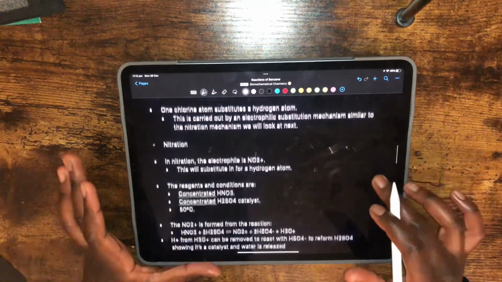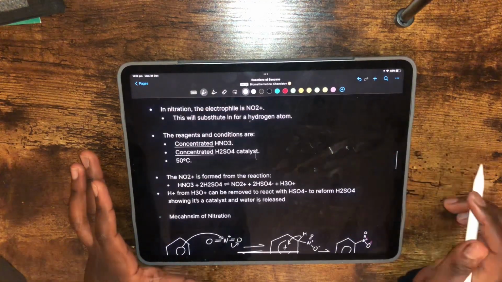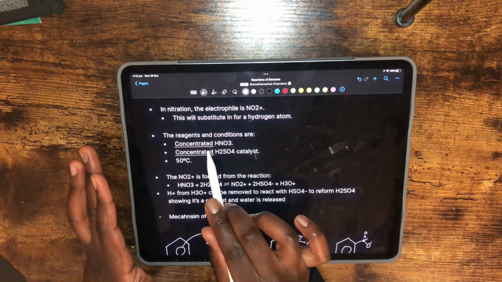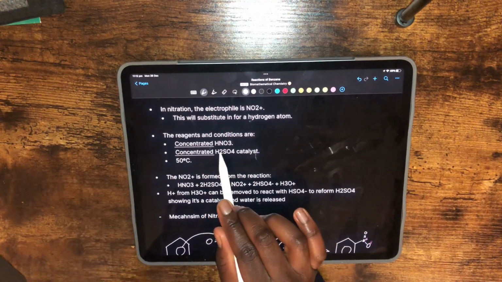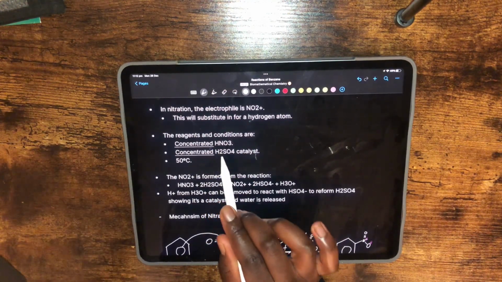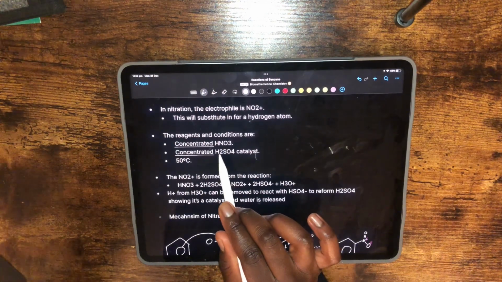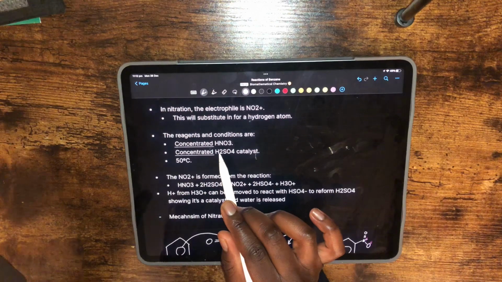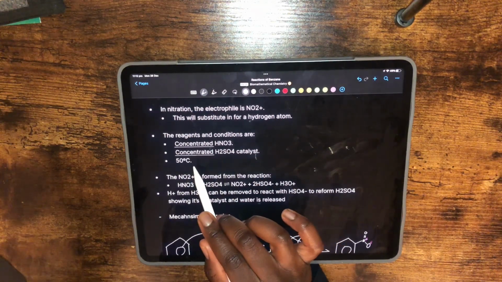But anyway, the most important part here, the reagents and conditions: first of all, you need concentrated nitric acid. It's very important that you say concentrated nitric acid, because they will lose marks. You get maybe 3 or 4 marks, something like that, when it comes to the 50 degrees part.